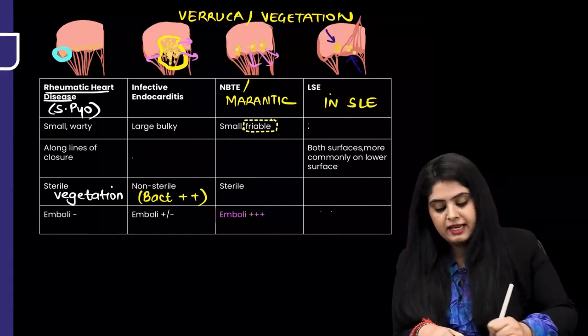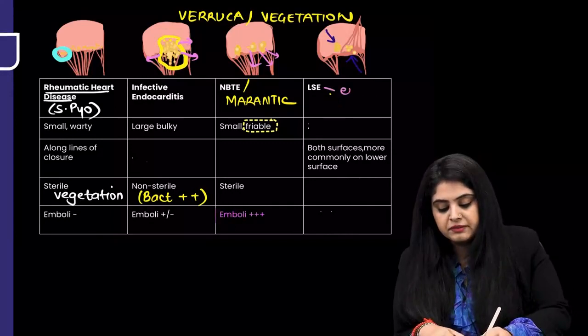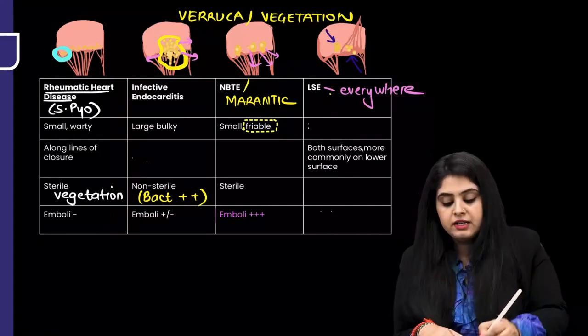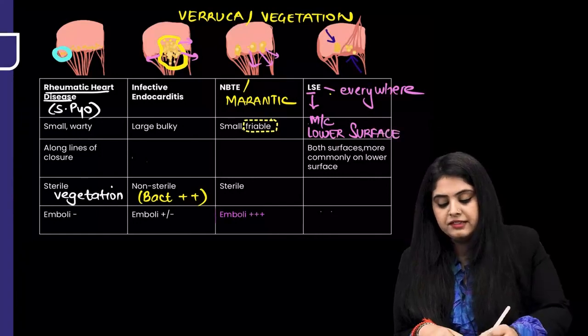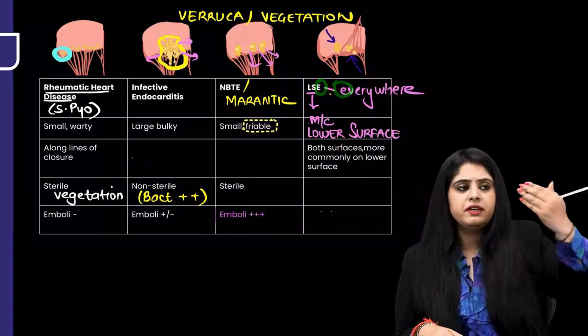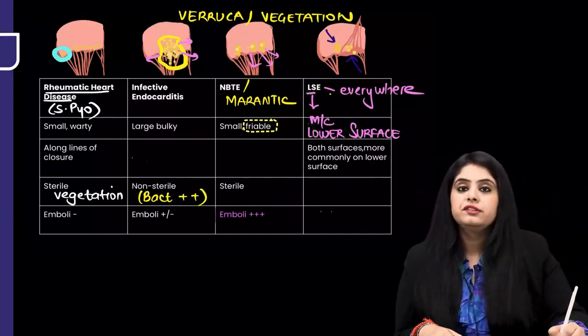So when I say LSE, all of you will remember E for everywhere. Where do you see the vegetations? I see them everywhere, but LS means lower surface. Where are they more commonly seen? They are more commonly seen on the lower surface. Will you remember LSE very clearly? That in LSE, E is for vegetations seen everywhere, upper side also, lower side also. But where are they seen more commonly? They are seen more commonly on the lower surface.